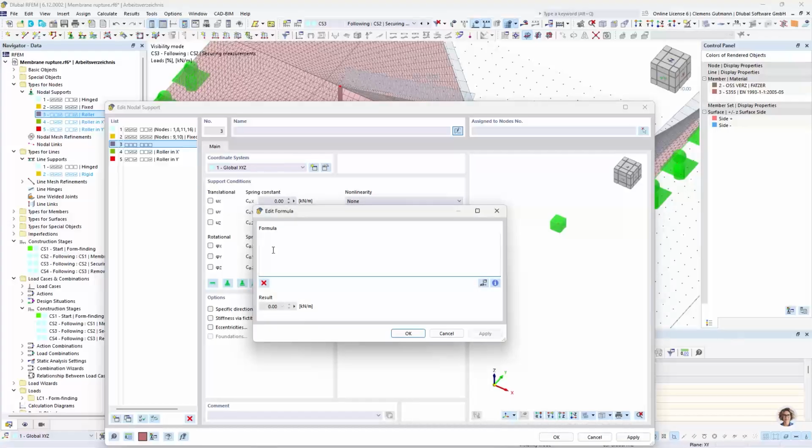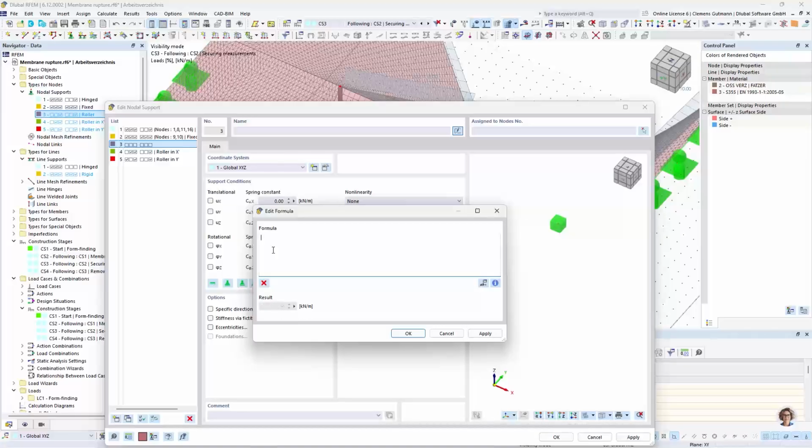So what's the stiffness of a cable? It's the Young's modulus times the cross-section area, and this is divided then by the original length of the cable. That's how you get the spring constant for that. And we can use a formula for this.